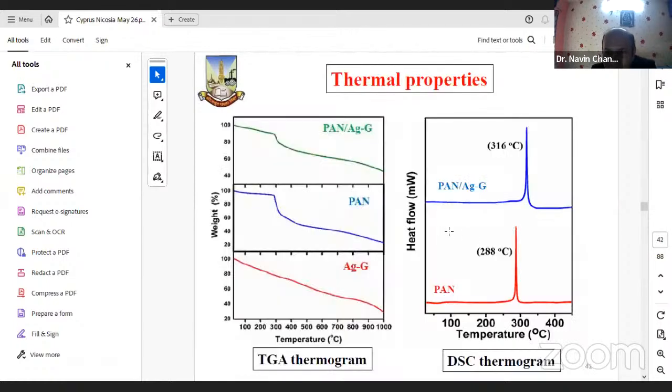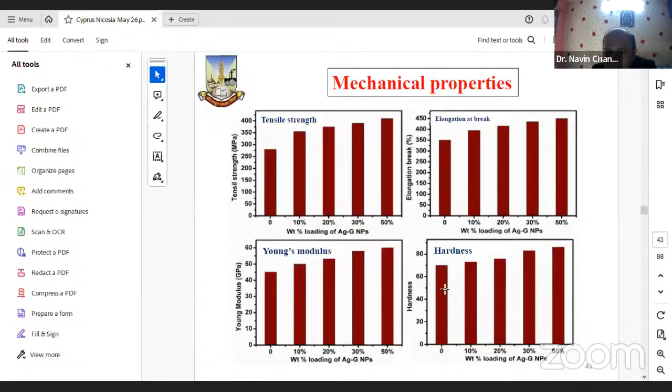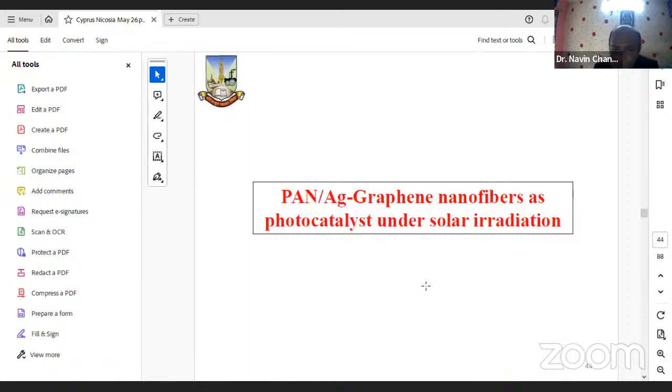Thermal properties: thermally more stable. The hybrid material is thermally more stable as compared to the PAN and as compared to the AGG nanoparticles. When we talk of the PAN, 288 degrees centigrade might be due to some instrumental effect. The temperature 288 degrees centigrade is the melting point, and when we add silver graphitic nanoparticles over the surface of PAN, the melting temperature goes to 316 degrees centigrade. These are the mechanical properties. Tensile strain, elongation at break, Young's modulus, and hardness seem to be increased.